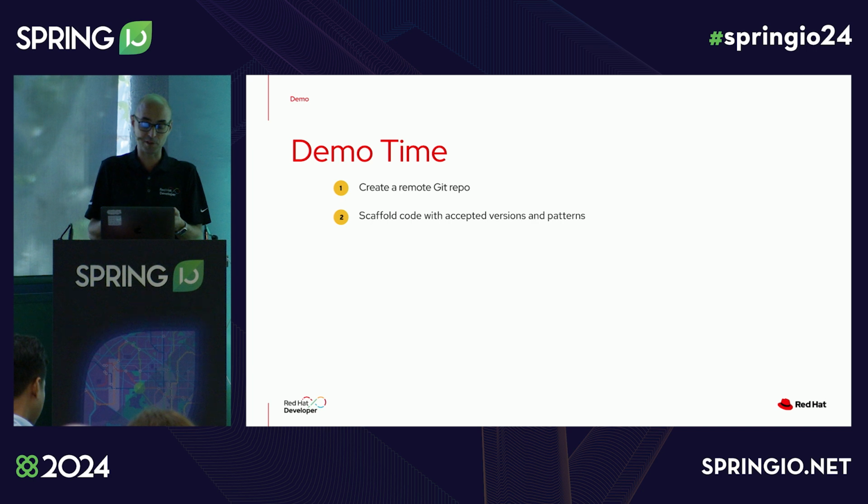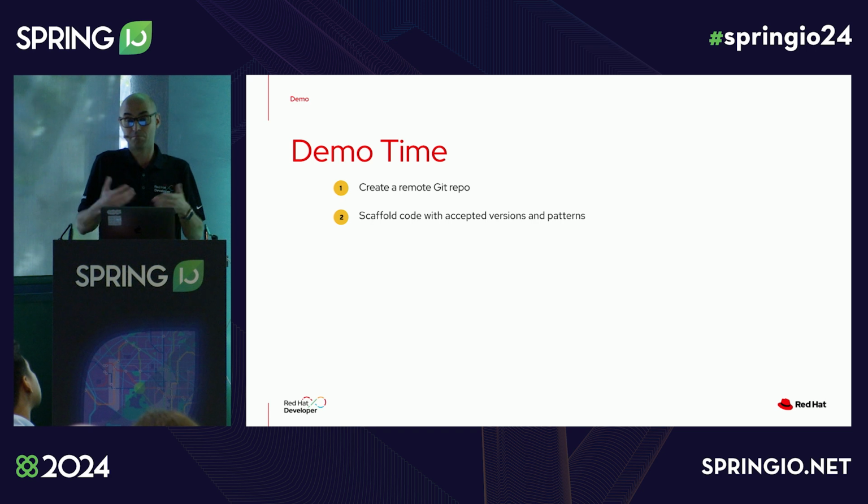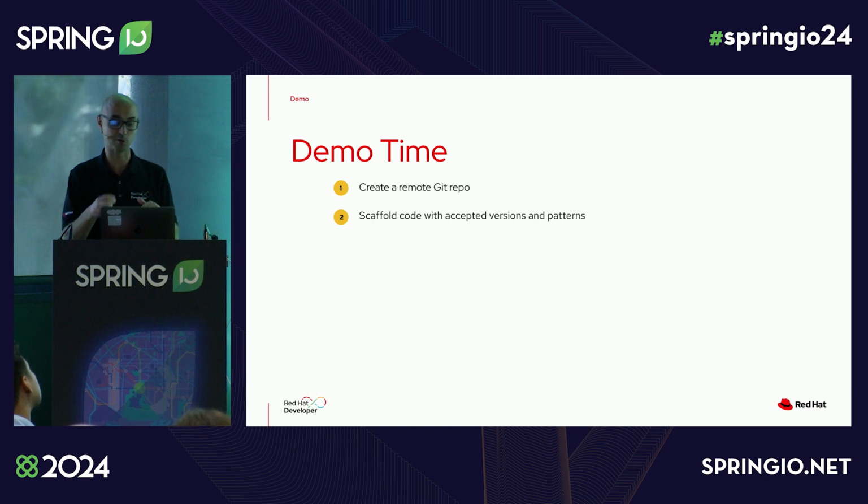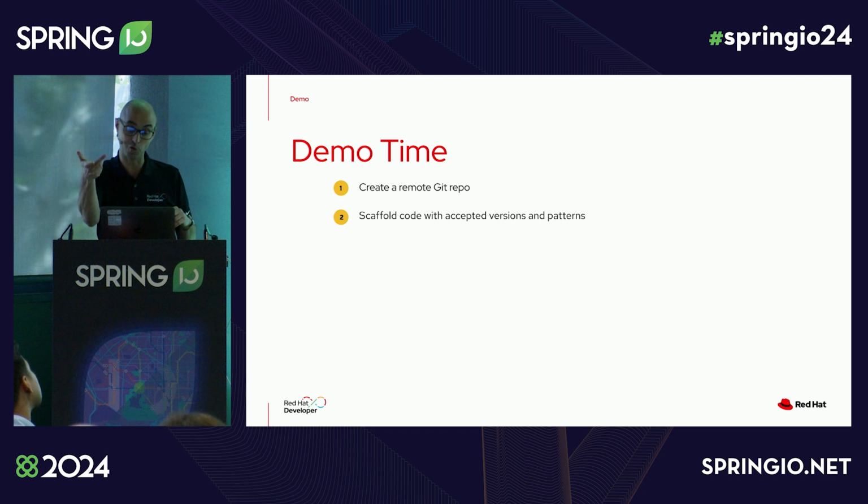The good thing about this scaffolded code is that it will come with the accepted versions and patterns that we agreed on, in this case in your organization, because maybe you don't want to use the latest and greatest Spring Boot version. You want to stick to 3.2, for example. So this is something that you can put in the code.